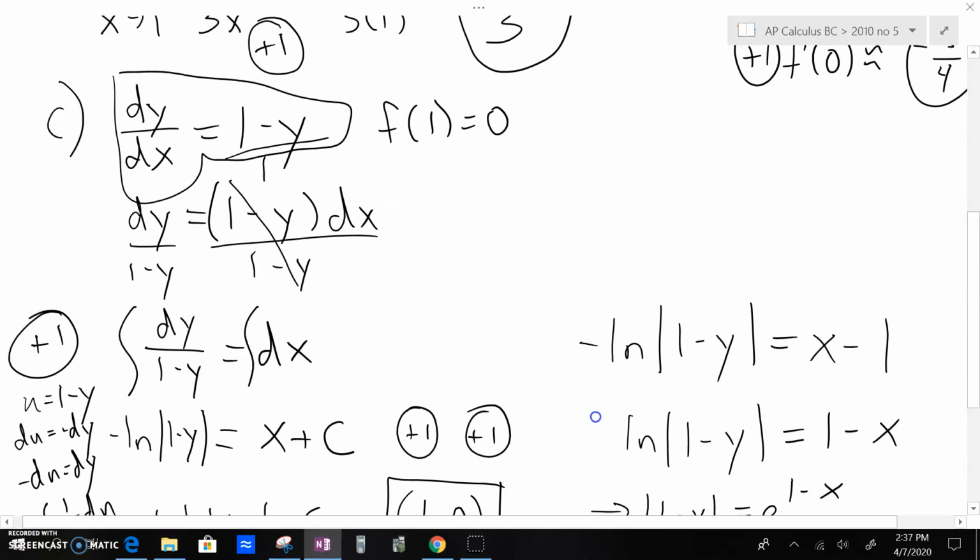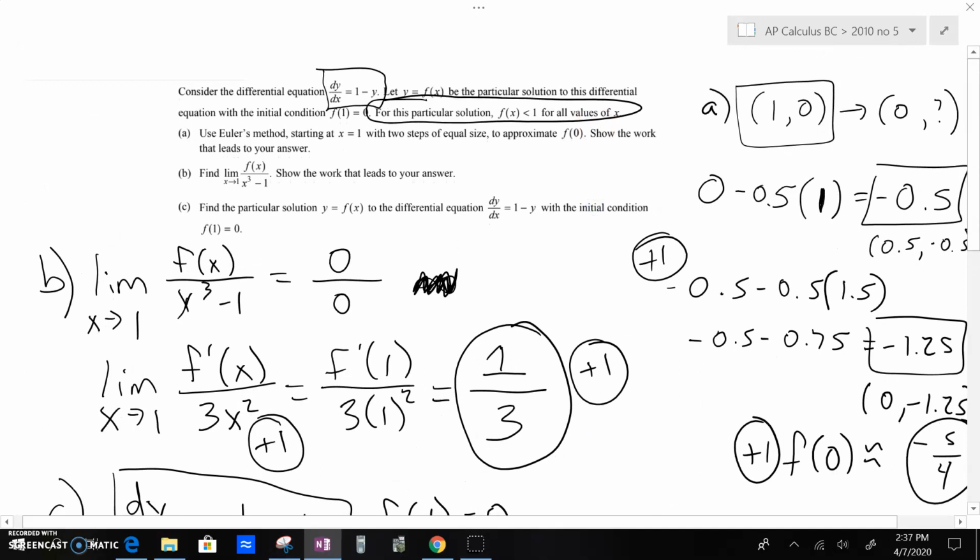So in looking back on this one, first piece was Euler's method application, second piece was being able to see the L'Hopital and how you would apply it, and then third was understanding that yeah, we've looked at a lot more differential equations, but seeing that this is just a separable problem and that this actually is an AB application. So 9 points total on this one. And again, this one was from 2010 and it was number 5, so no calculator.